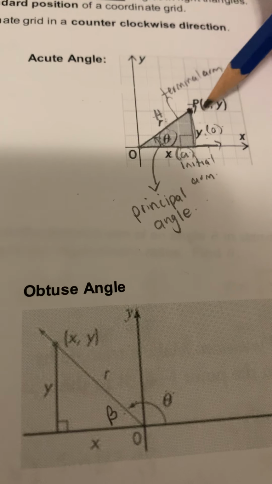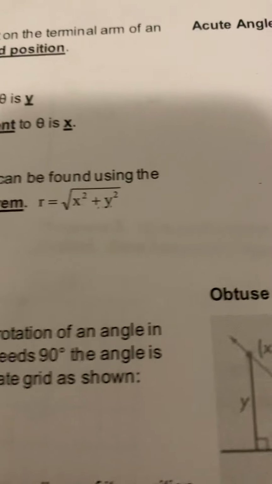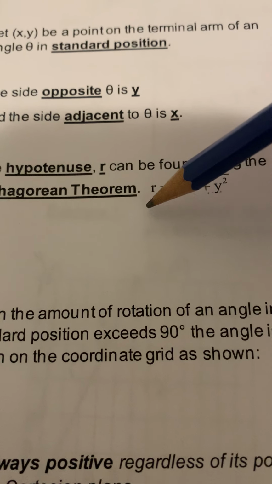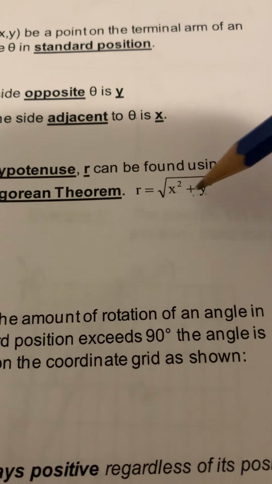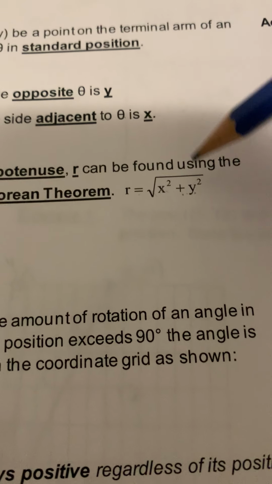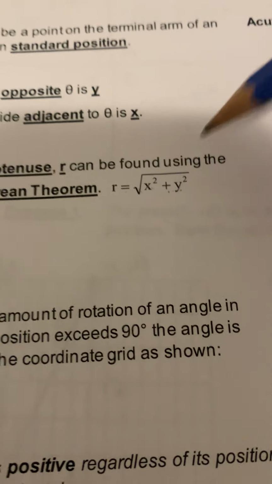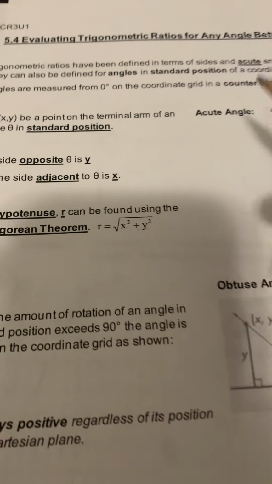Okay, we usually know the X and Y based on a point, but we usually don't know what the radius is. So to determine the radius, we use the Pythagorean theorem. But instead of C, A, and B, we use R equals the square root of X squared plus Y squared. So the same thing as A squared plus B squared, and then square root the last step. Okay, you guys can read the other stuff here.